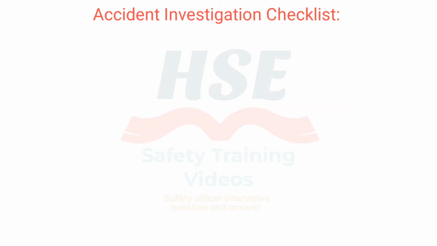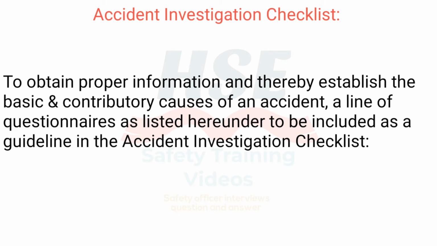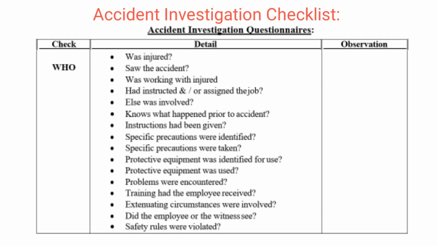Accident investigation checklist. To obtain proper information and thereby establish the basic and contributory causes of an accident, a line of questionnaires as listed hereunder to be included as a guideline in the accident investigation checklist. Accident investigation questionnaires. Check detail observation. Who was injured? Who saw the accident? Who was working with the injured? Who had instructed and, or assigned the job? Who else was involved? Who knows what happened prior to the accident?